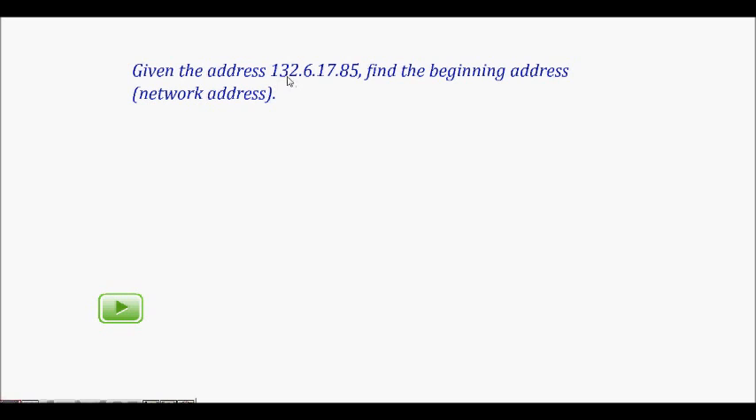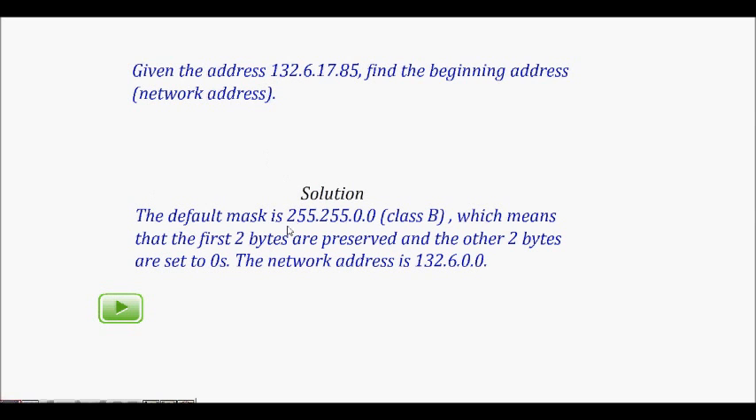Next one: given this address, find the beginning address, or the network address. Again AND it with the mask. This is a class B address, so the first 2 bytes are the network part. So AND it with 255.255.0.0, and the network address is 132.6.0.0. You will find it here, a class B address. I hope you understand this about the net mask, to get the network address. Right, thanks a lot.